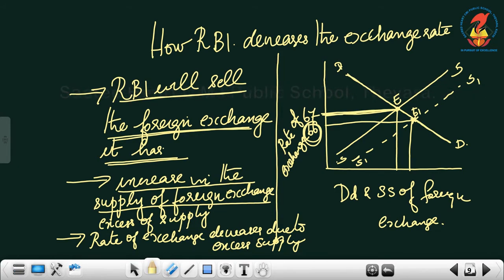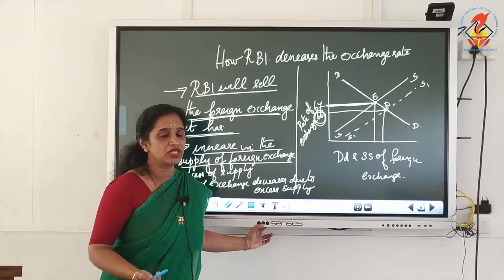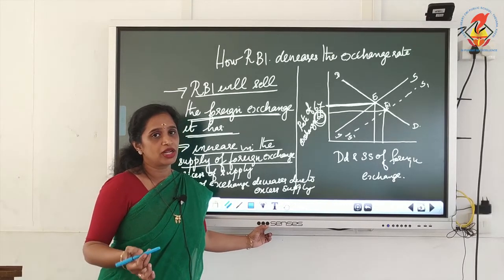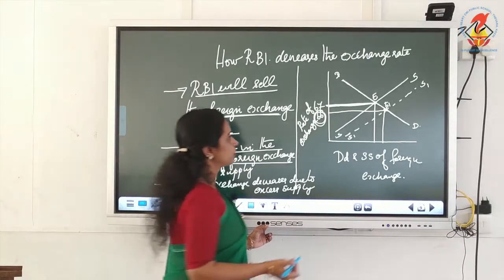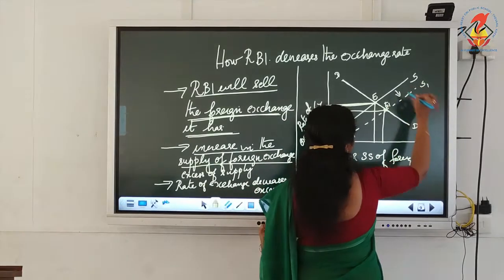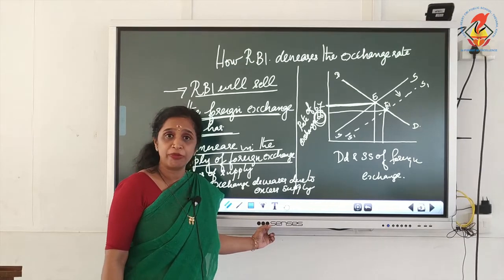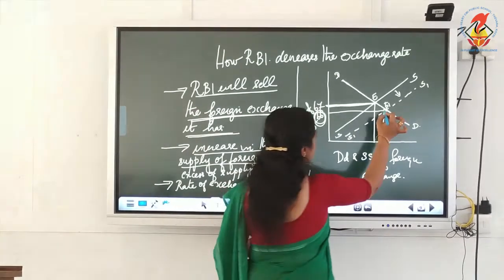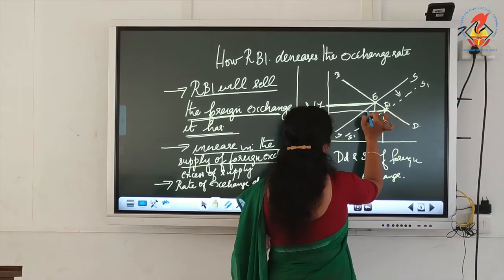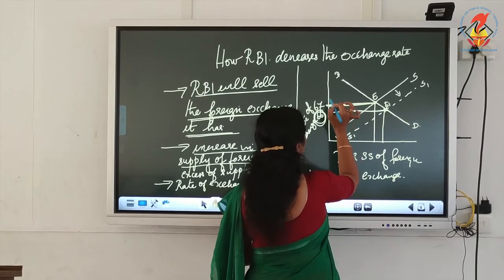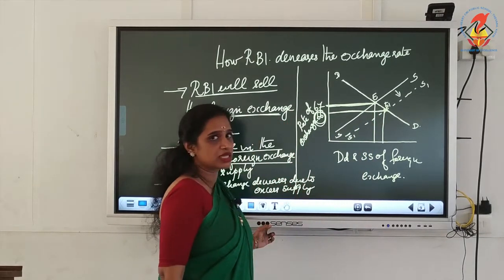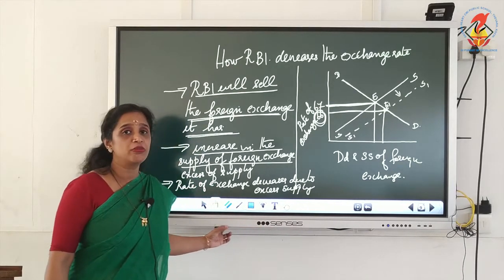How do you depict the increase in the supply of foreign exchange in the foreign exchange market? How do you depict the increase in supply? Through the rightward shift of the supply curve. When the supply curve shifts rightward, what will happen? The new equilibrium point E1 is reached, and therefore we can find the rate of exchange has come down from 67 to 66.